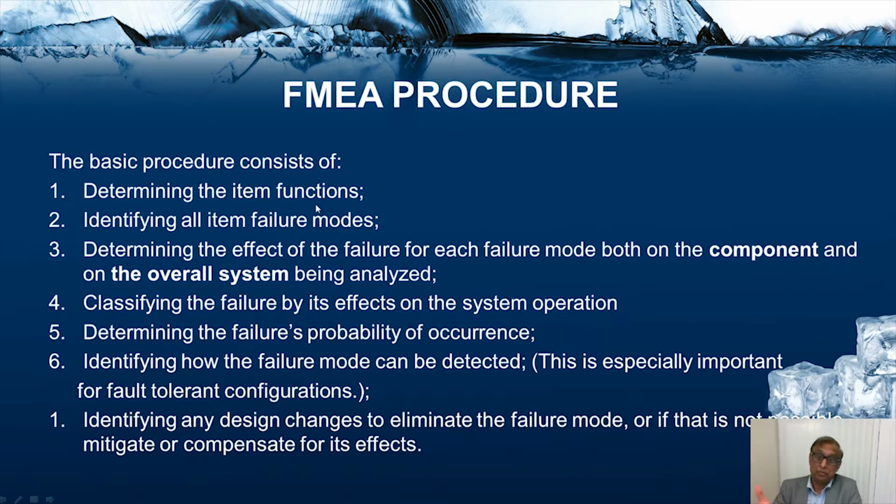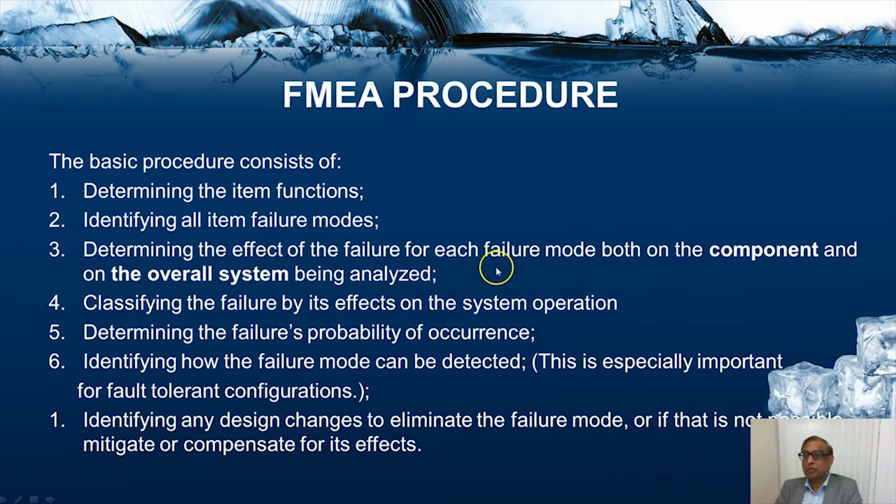Like we said, what is the function of the coffee maker? To brew coffee and keep it at 85 degrees Celsius plus or minus 5. Identifying all item failure modes, that's all critical item failure modes. Actually identify the significant items and identify their failure modes. Failure modes, you remember what we said? It's a description of the fault, how the fault looks.